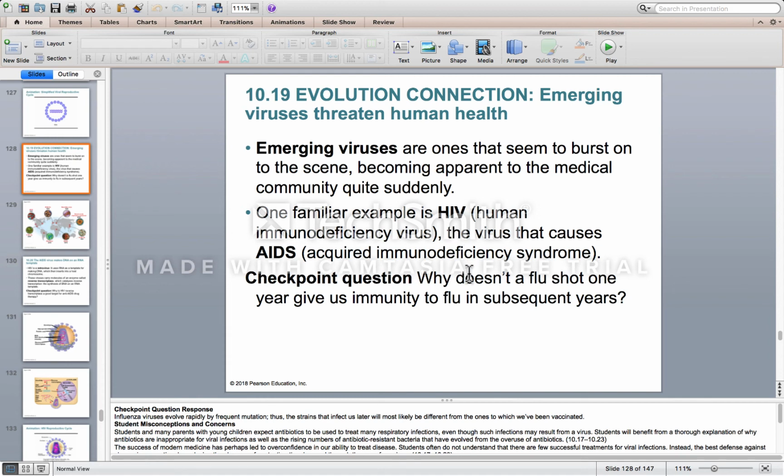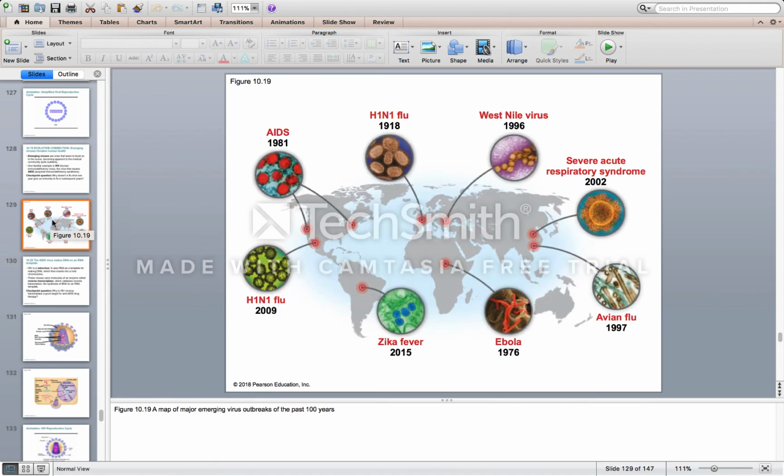So the question is, why doesn't a flu shot one year give us immunity to the flu in subsequent years? Come on, you guys know this. The viruses evolve rapidly by frequent mutation, so the strains that affect us later will most likely be different from the ones to which we've been vaccinated. So that's why the flu vaccine is so different from year to year.